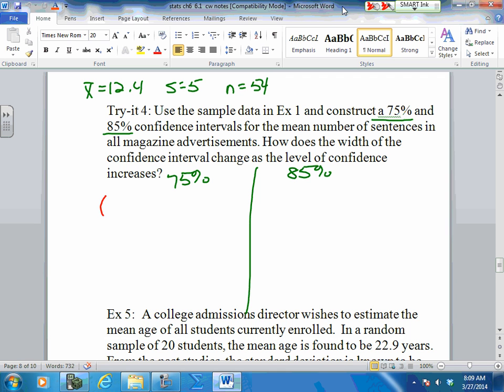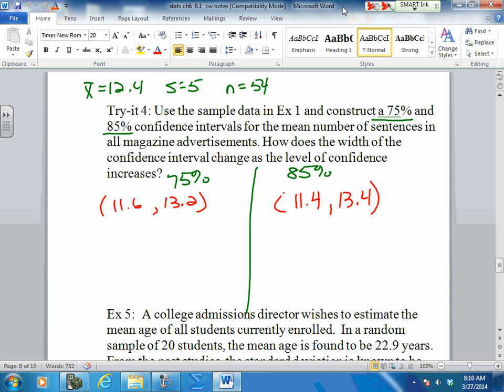So, Courtney, give me an interval for 75%. 11.617. So we'll round it to 11.6. 11.7. And what's the high end? 13.2. Thank you. Anybody get to 85? I did. Okay, Gunnar, give me yours. 11.4. I'm not really sure. Did you get these? Let Joe take a look at what you put in.